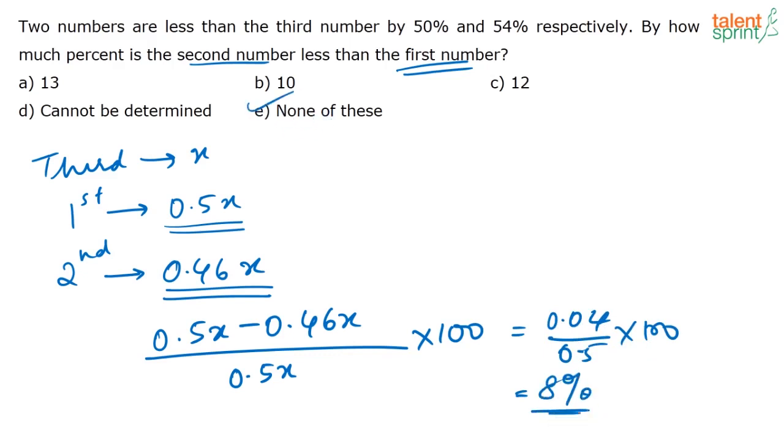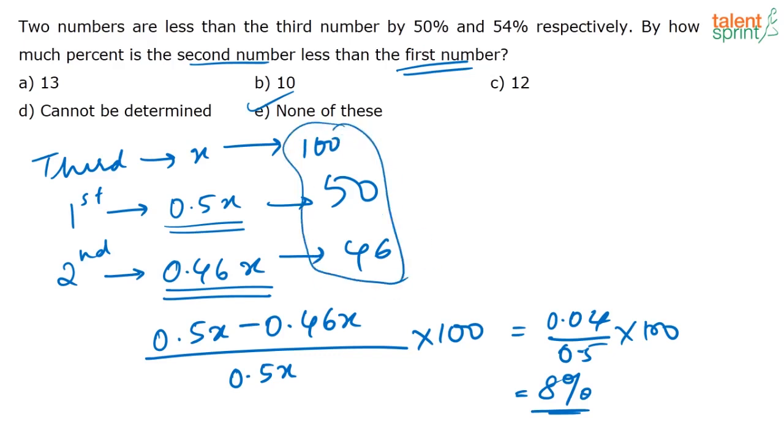Now, again, to solve this question, another easy way would be to take this number as 100. If you take this number as 100, this number will be 50, this number will be 46. So you can omit the points and solve. That way also the answer is the same, except the points will not be there. So it will be 50 minus 46 by 50 into 100, that is 8%. This is the smart method: if you are taking x, try to put in numbers to solve this question.